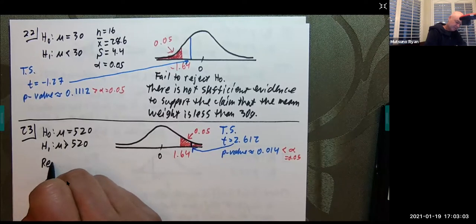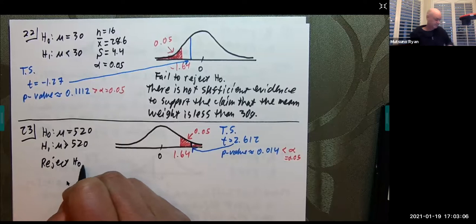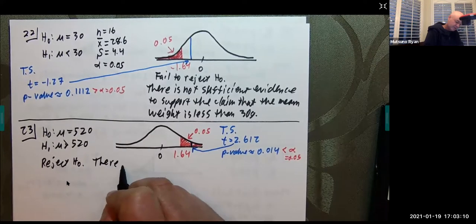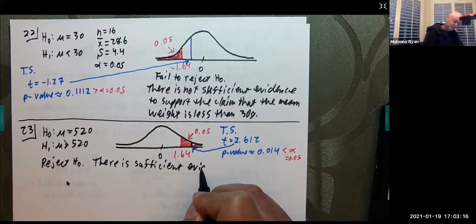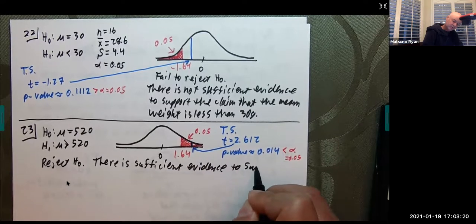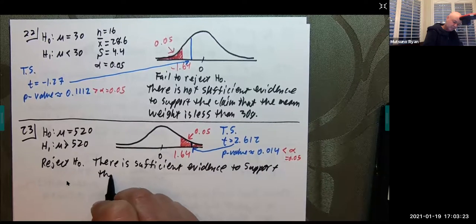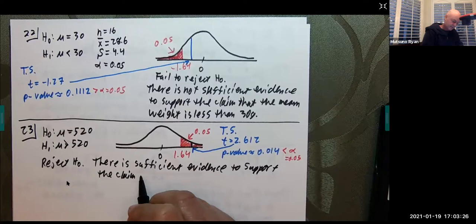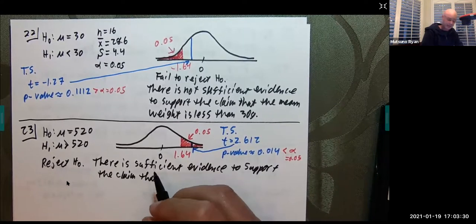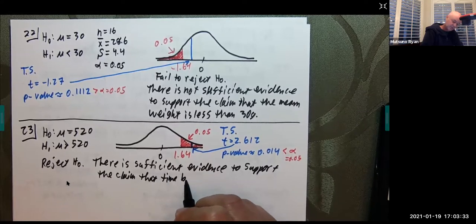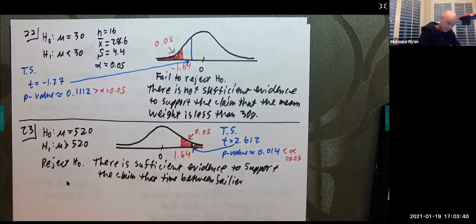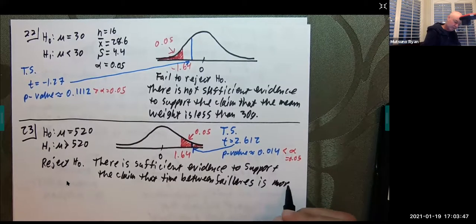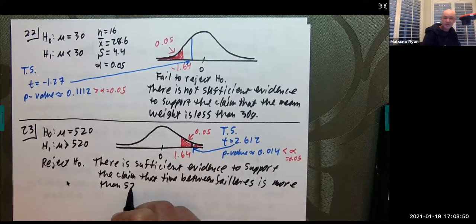which means reject the null hypothesis. There is sufficient evidence to support a claim that time between failures is more than 520. These are hours.